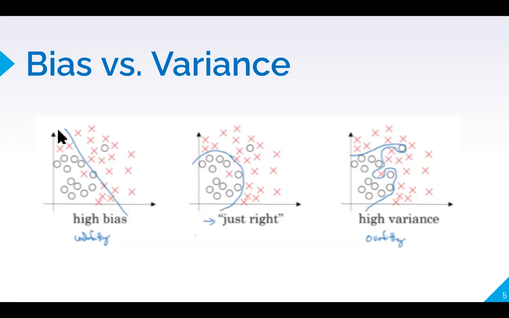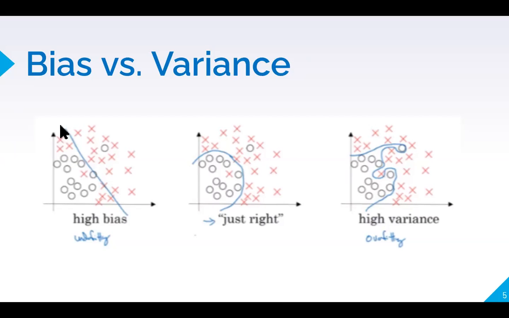So bias just means you're biased towards the data, which means you don't have a very strict boundary that separates two data lines. And variance just means it's completely going off the charts and taking every single little piece of data into account. And so we want something that's in the middle.